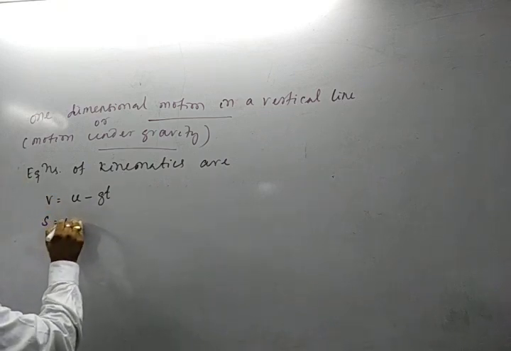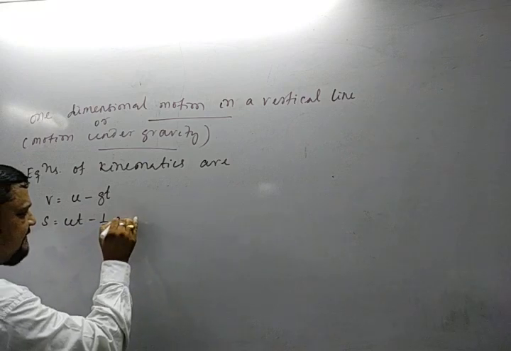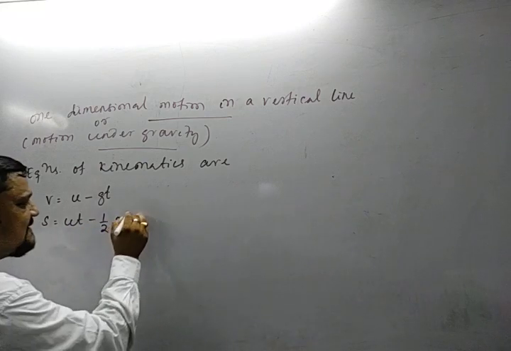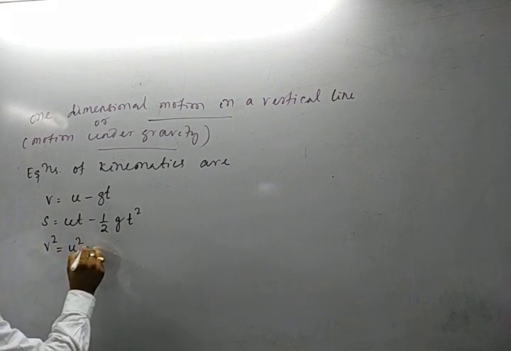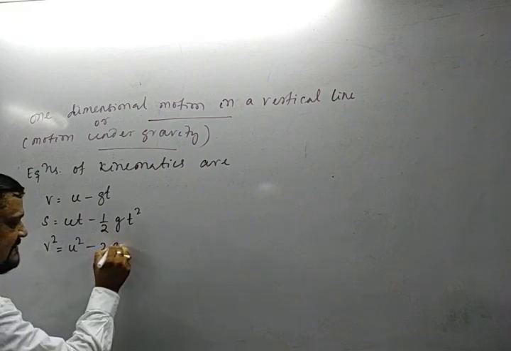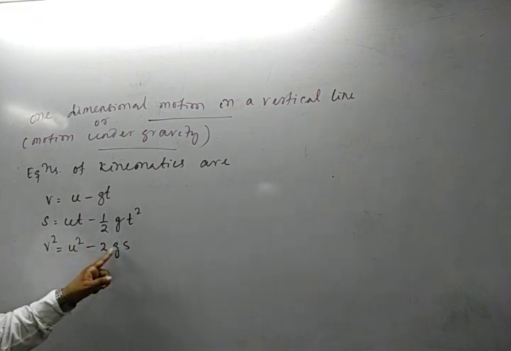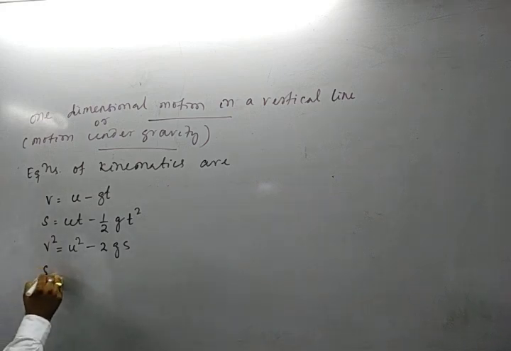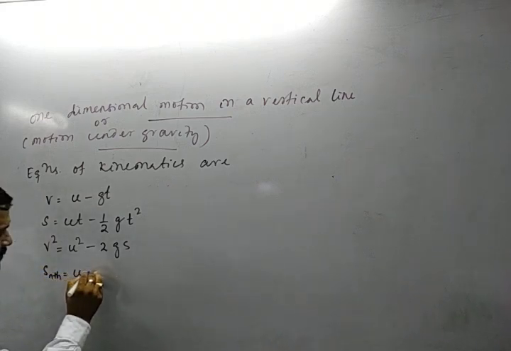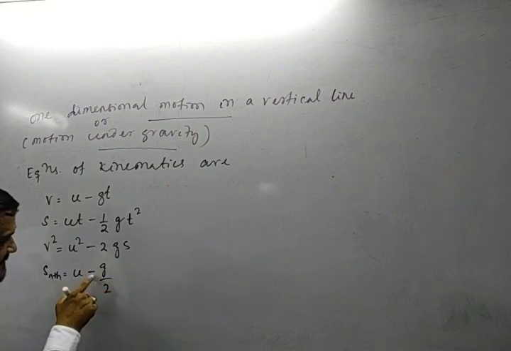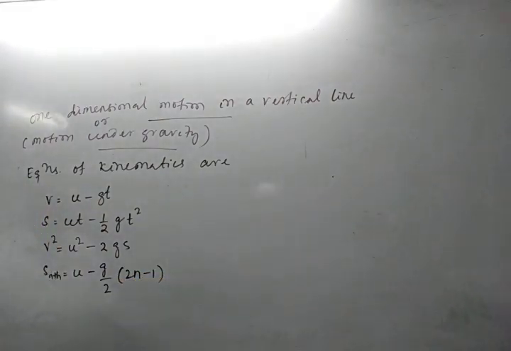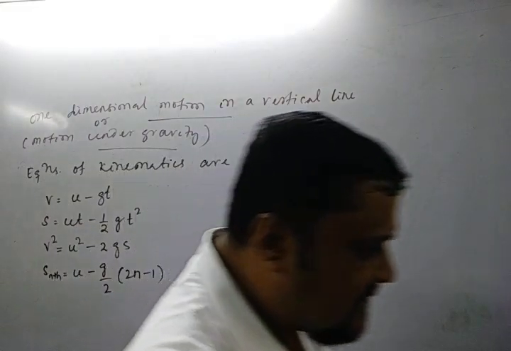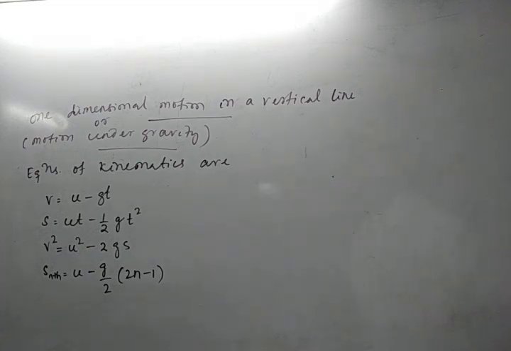Then s is equal to ut minus half gt square, since in place of a it is minus g. Then v square is equal to u square minus 2gs, in place of a I put minus g. Then s_nth is equal to u minus a by 2, so this is plus a by 2, that is u minus g by 2 into 2n minus 1. So these are the equations of kinematics when we consider the motion under gravity. Is that clear? All of you got this one?